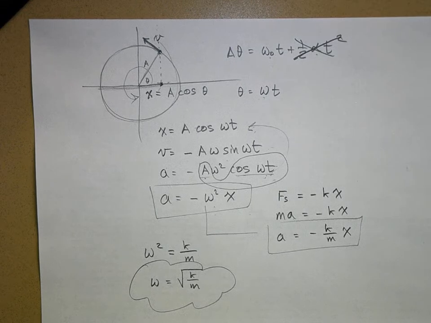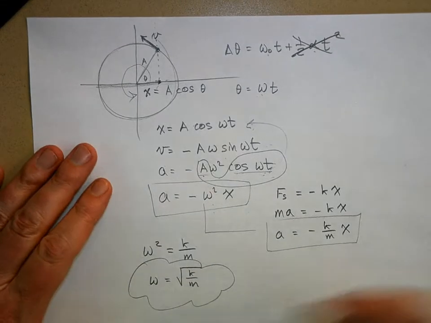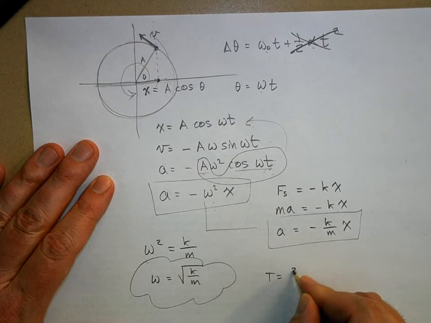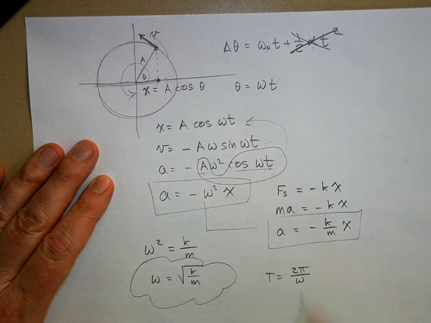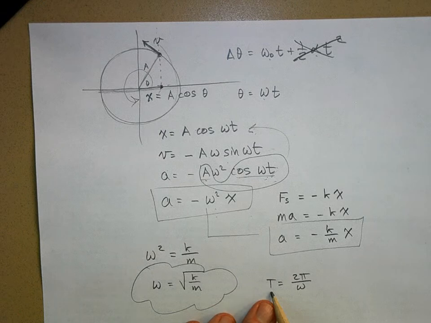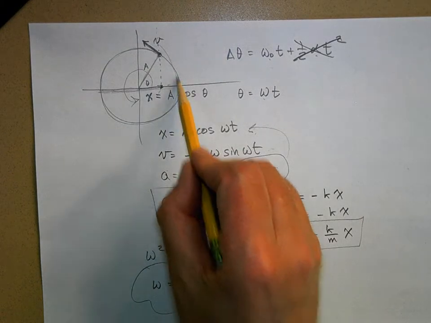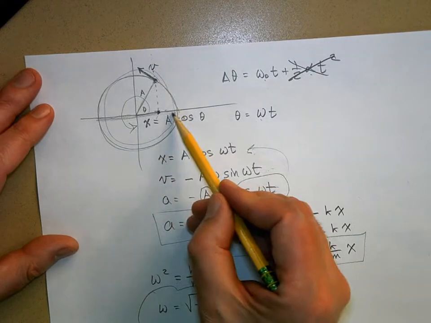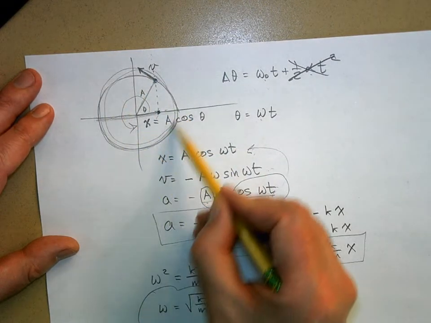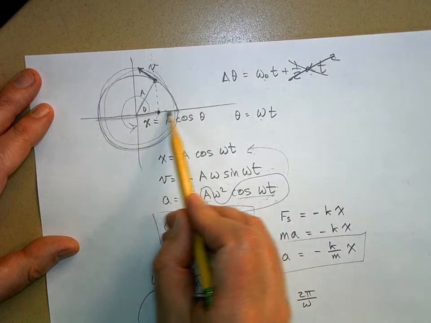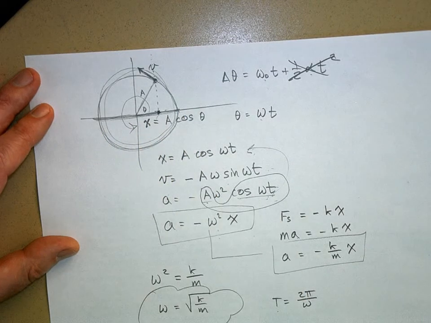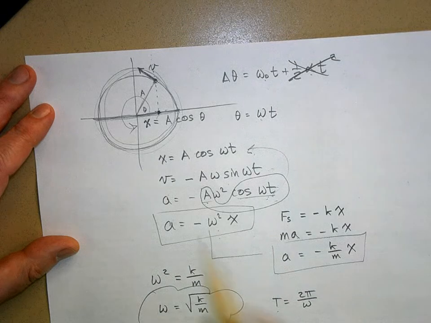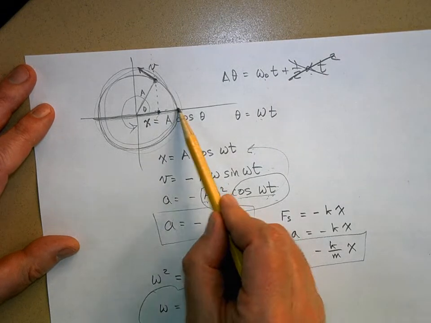Now, we also learned when we were doing rotational motion that period is equal to 2 pi over our angular velocity. Now, what is period? The period is the time to make one circle. But if you have rotational motion and you go through one circle, what has x done? Well, it's gone through one complete oscillation. So the period of circular motion is the same as the period of simple harmonic motion, one complete oscillation.